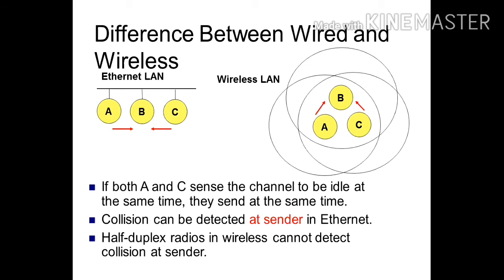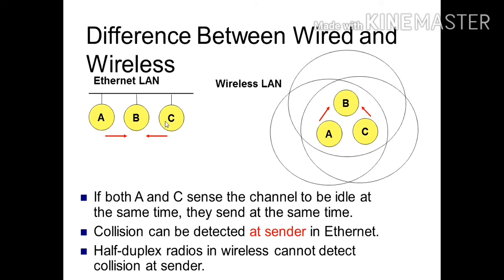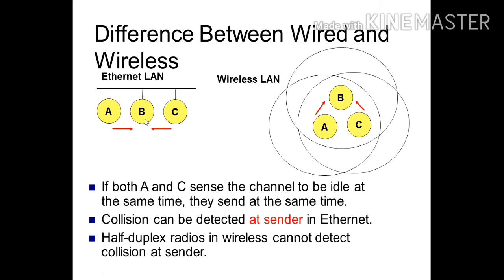So as explained before, this is a wired LAN in which A, B, and C nodes are connected to this cable. If A wants to send data to B and C wants to send data to B at the same time, then there may be a chance of collision. So in order to avoid this collision in a wired network, there is a protocol called CSMA/CD, that is carrier sense multiple access with collision detection. That protocol we have already studied in your CCTN, that is third year, sixth semester, I think.